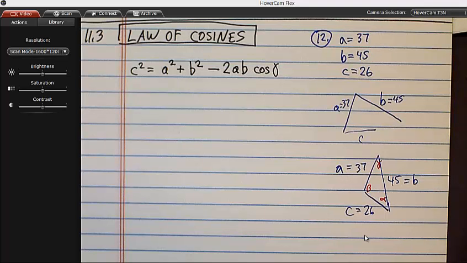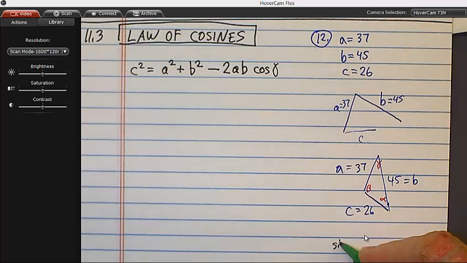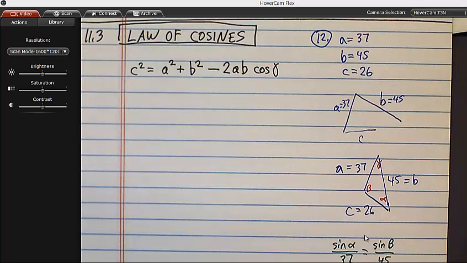And do you see here how the law of sines isn't going to work? I mean, what could I write with the law of sines? I know what the law of sines says. It says the sine of alpha, for instance, over 37 is equal to the sine of beta over 45, right? Well, why doesn't that work? You don't know any of the angles, so you can't take the sines of things. You're going to have two unknowns if you try to use the law of sines.